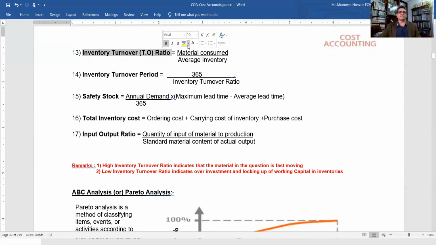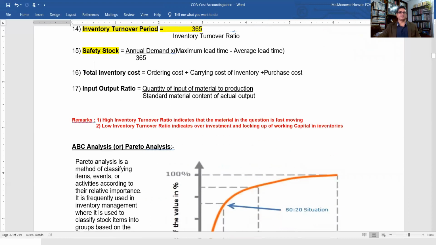Inventory turnover ratio: material consumed divided by average inventory. Inventory turnover period: 365, that means 1 year, divided by inventory turnover ratio. Safety stock we'll find through annual demand divided by 360 multiplied by maximum lead time minus average lead time. Total inventory cost: ordering cost plus carrying cost of inventory plus purchase cost.